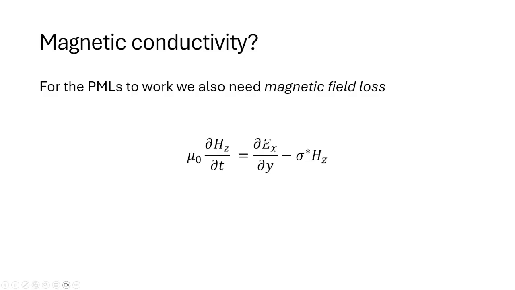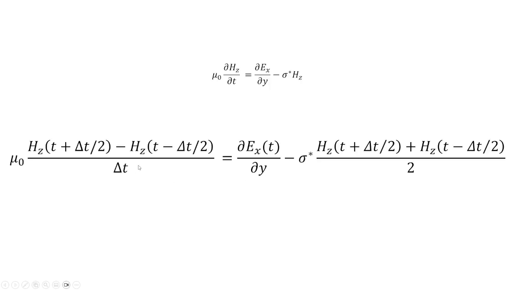So for the PMLs to actually work, we also need magnetic field loss. We actually need a magnetic conductivity, and we're going to call that sigma star for now. And just remember that this is a fictitious conductivity. It's not real. We're just using it to absorb light. So if we do the finite difference approximation of this Maxwell equation, we get this big equation right here.